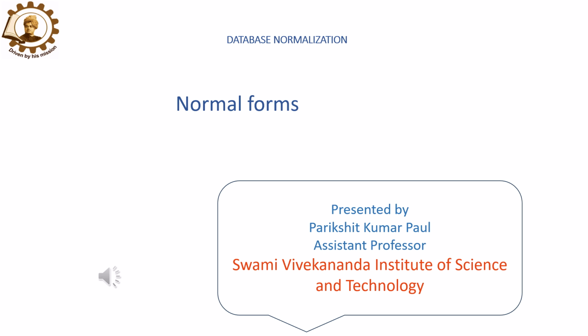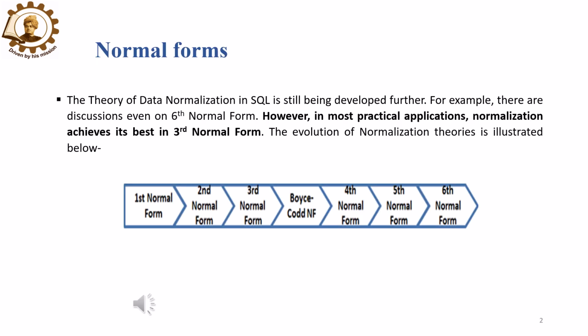In this section, we will discuss the normal forms in DBMS. Normalization involves a series of steps or rules called normal forms to progressively reduce anomalies. Each normal form builds upon the previous one, aiming to eliminate specific types of data dependencies and improve the data integrity. To avoid anomalies, we use a step-by-step process called normalization, organized into stages called normal forms.